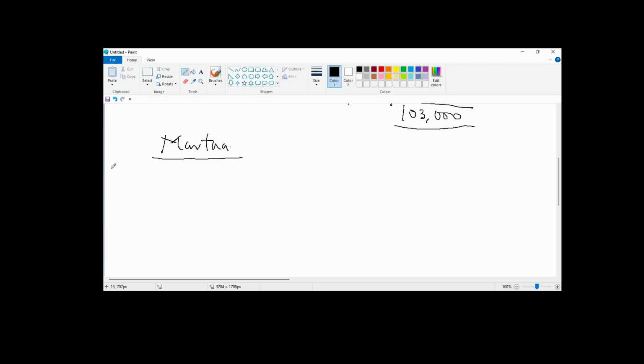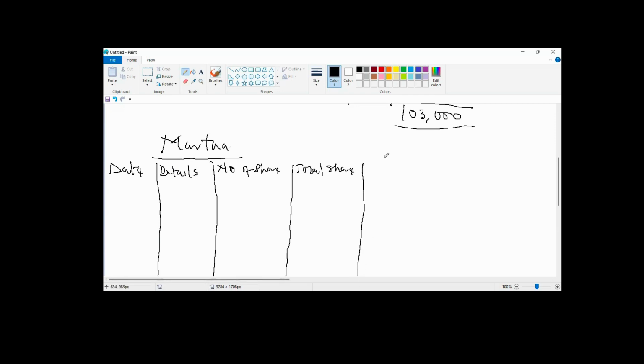The same table. I will say dates, details, number of shares, total shares, time factor, then the weighted.